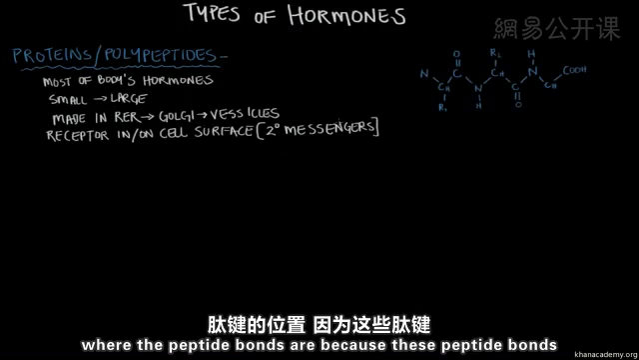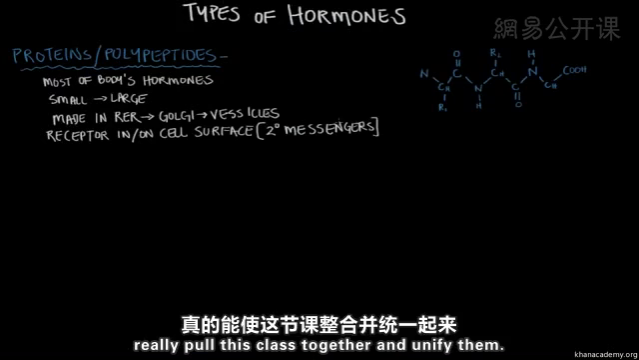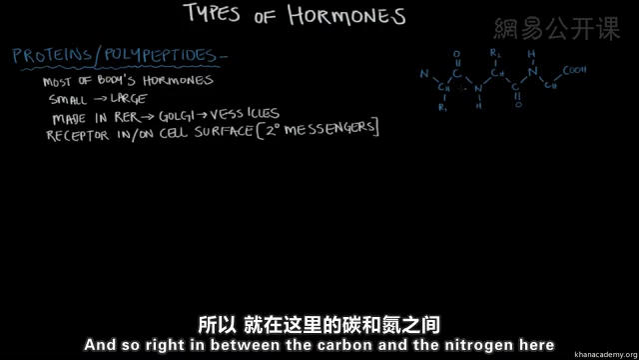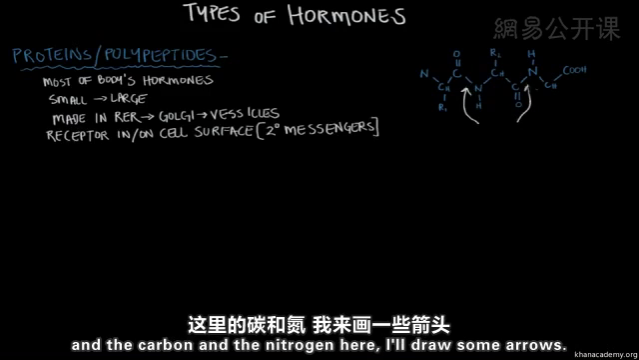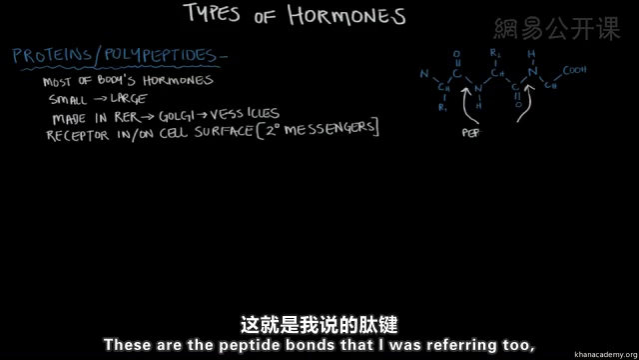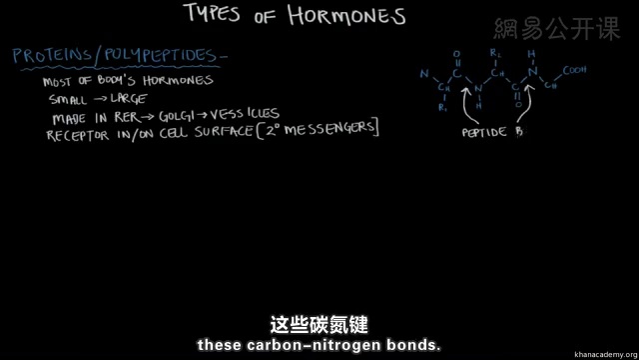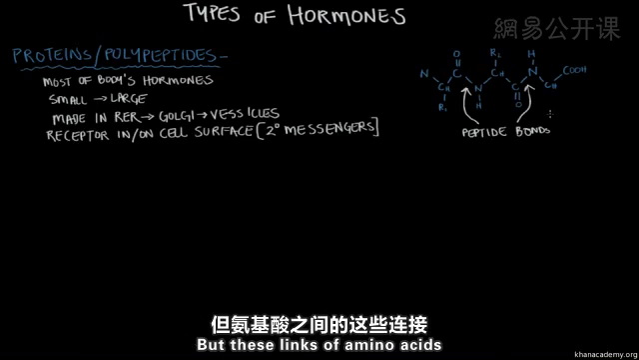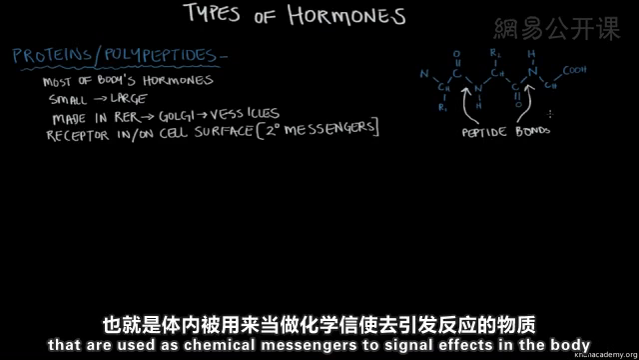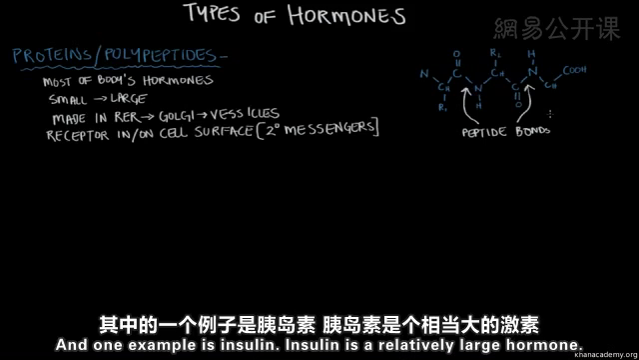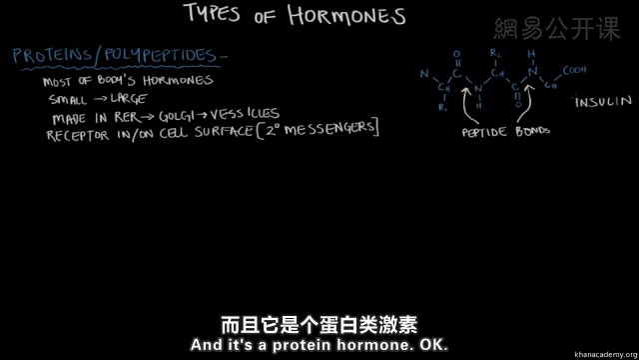And I want to show you on this drawing where the peptide bonds are, because these peptide bonds really pull this class together and unify them. And so right in between the carbon and the nitrogen here, and the carbon and the nitrogen here, I'll draw some arrows. These are the peptide bonds that I was referring to, these carbon-nitrogen bonds. And so they can be small and they can be large, but these links of amino acids that are used as chemical messengers to signal effects in the body are called proteins and polypeptides. And one example is insulin. Insulin is a relatively large hormone, and so it's a protein hormone.